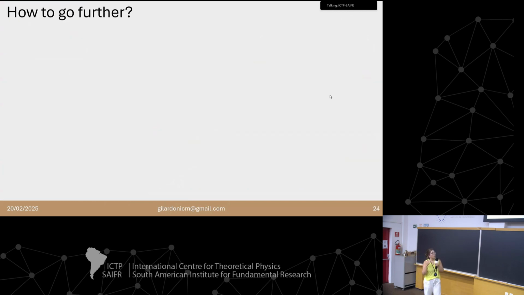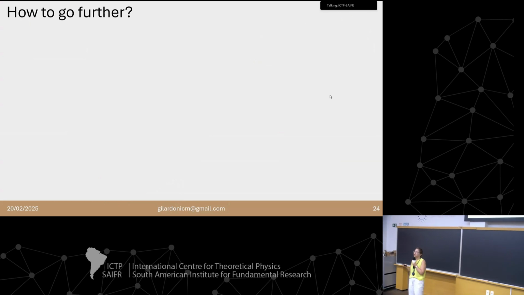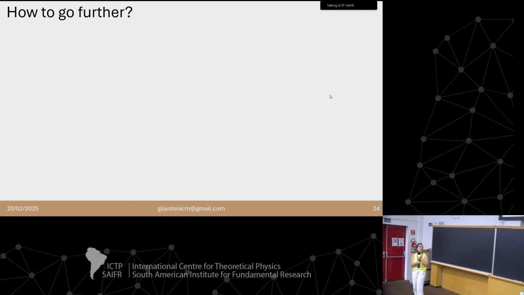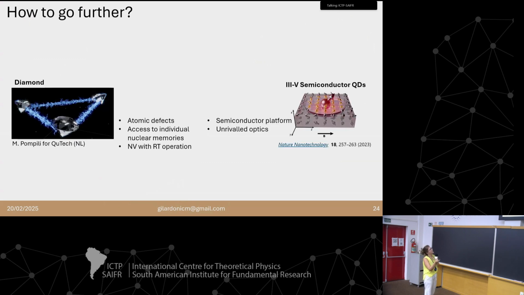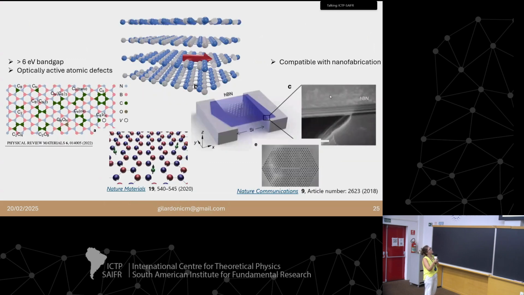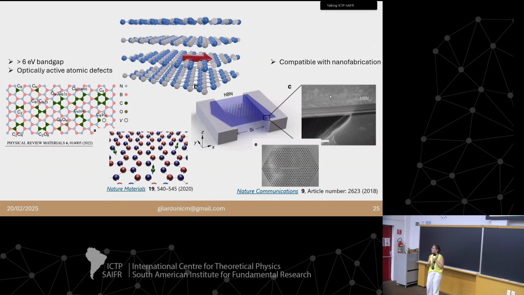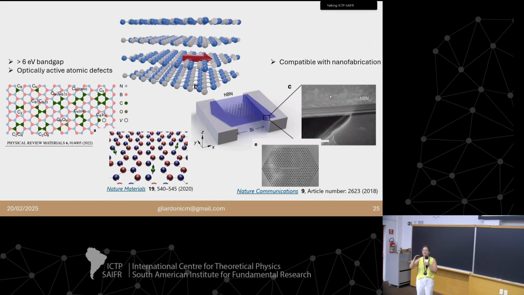So we've been looking at different material platforms that could provide analogous systems to the NV, but that could overcome these issues, right? One of the platforms that we've been looking at is hexagonal boron nitride. This is also an insulator. It also has a band gap of about 6 electron volts. But now it's a layered material.